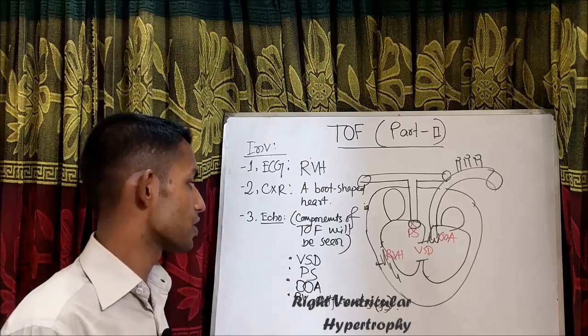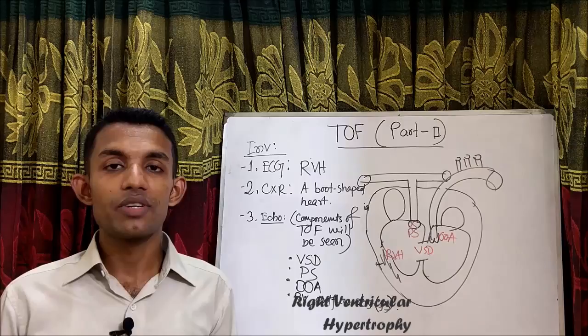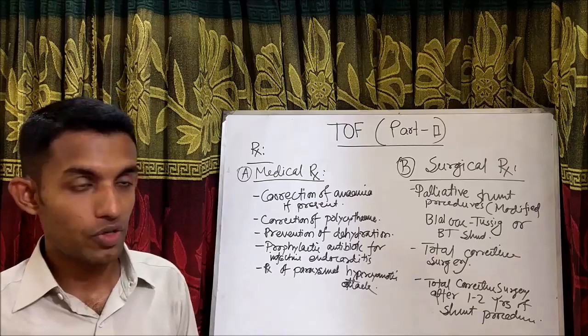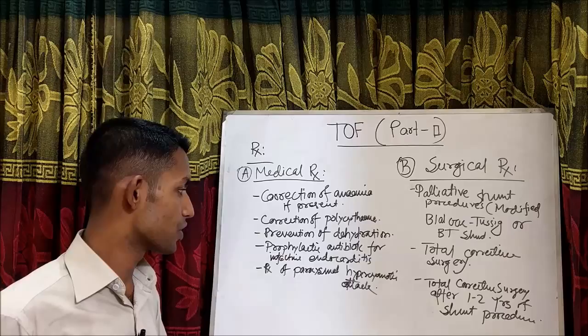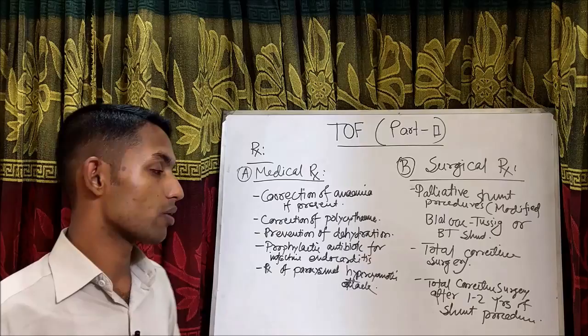Now, what are the treatment modalities for Tetralogy of Fallot? So in case of medical treatment of Tetralogy of Fallot, there is correction of anemia if present, correction of polycythemia, prevention of dehydration, prophylactic antibiotic for infective endocarditis, and treatment of paroxysmal hypercyanotic attack.